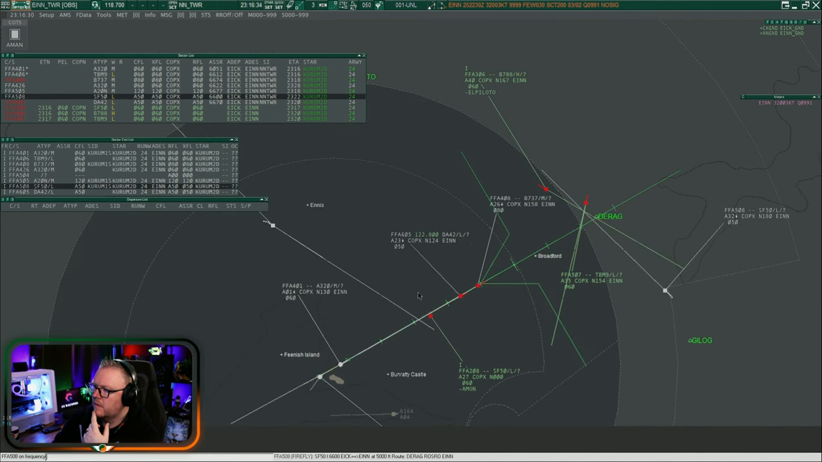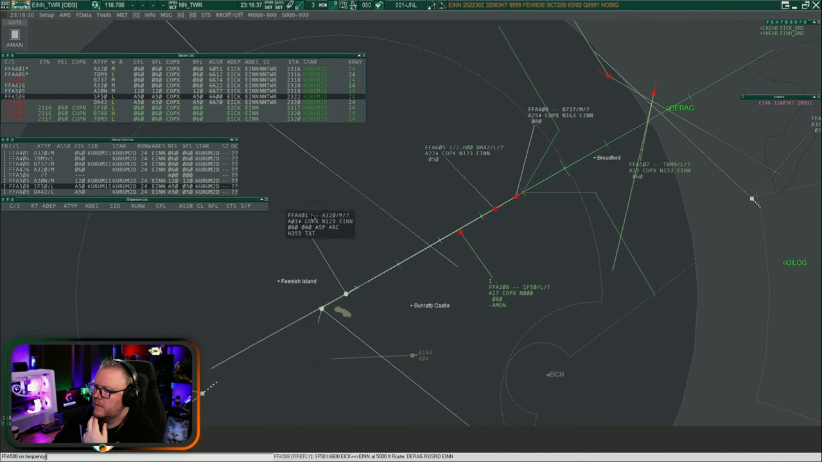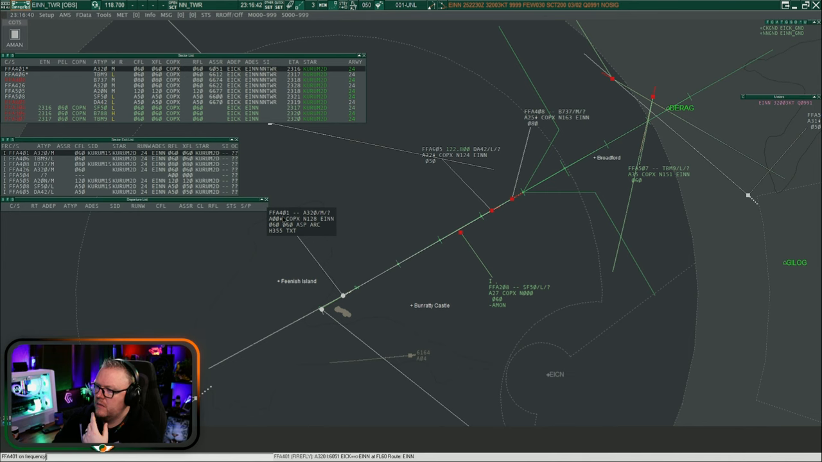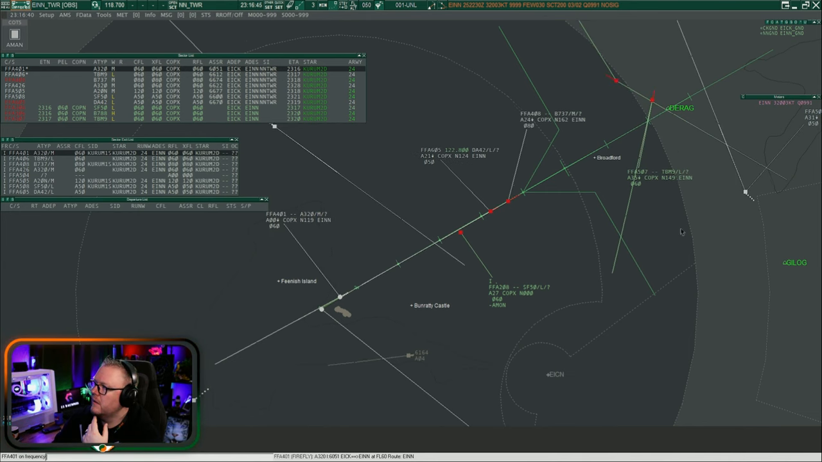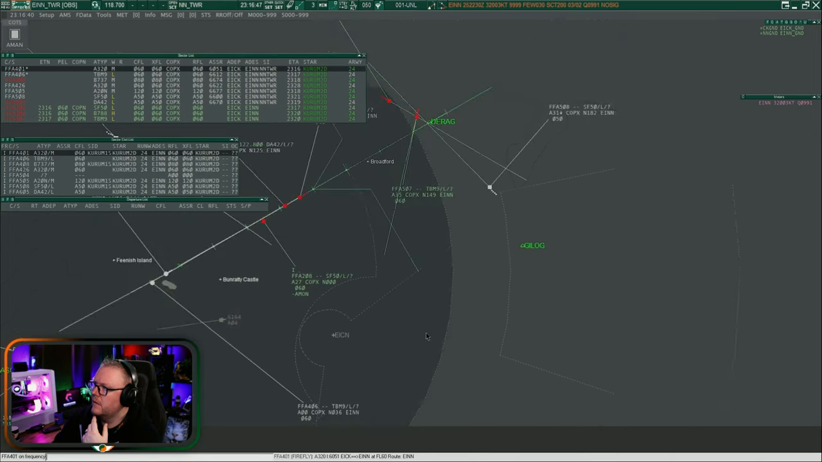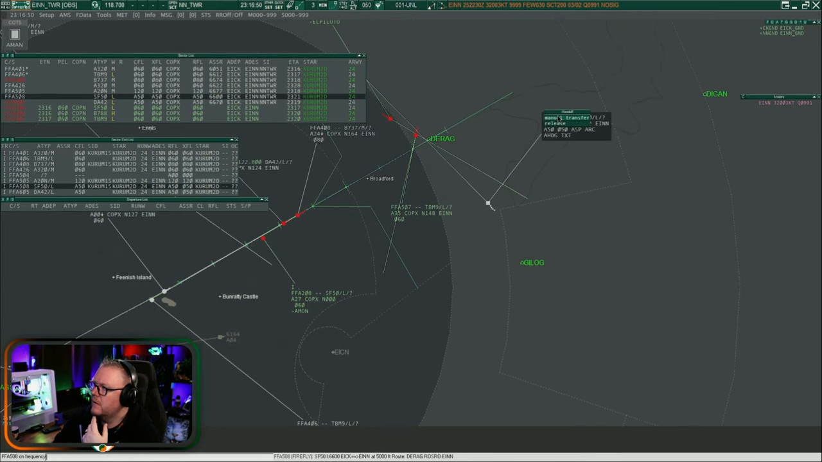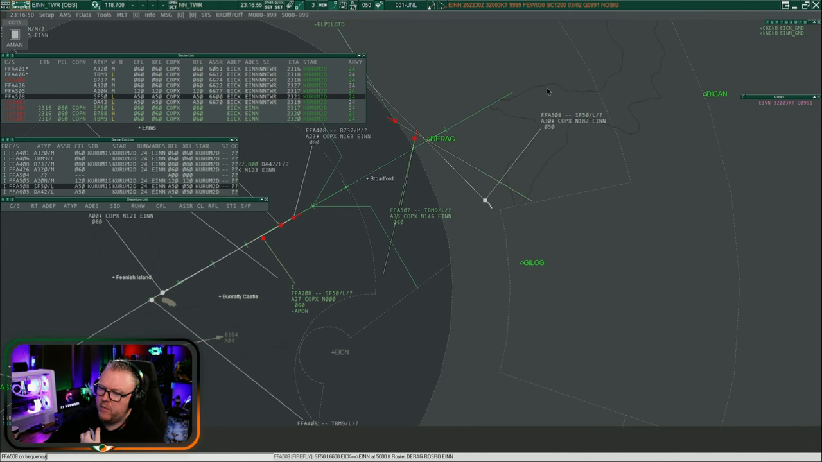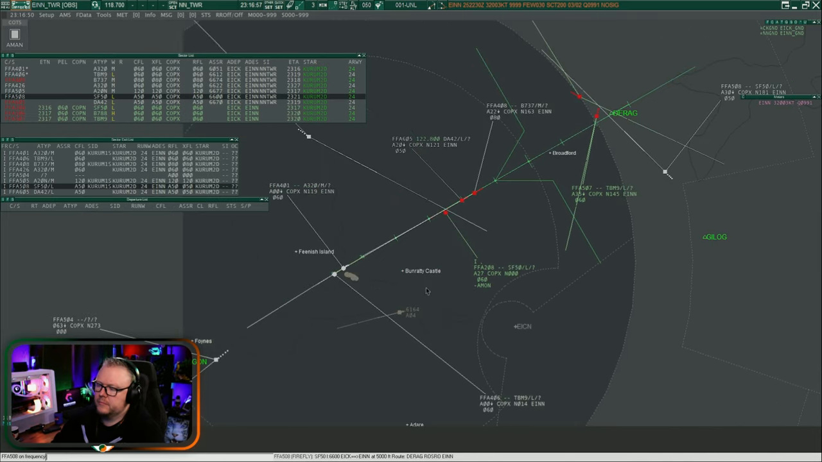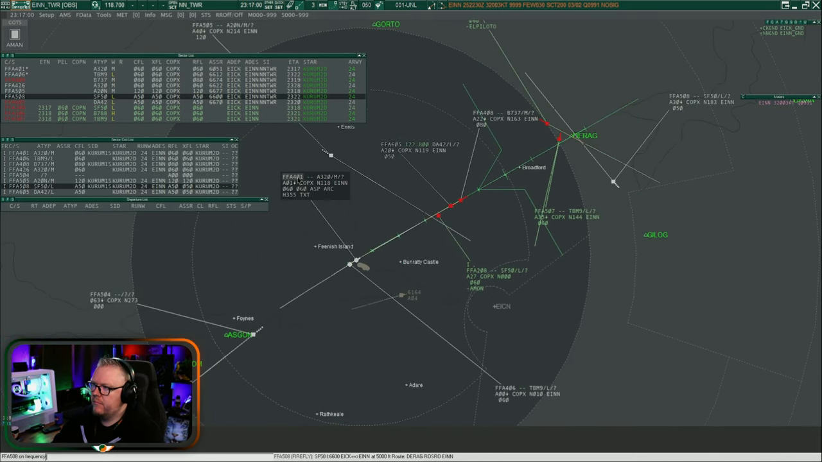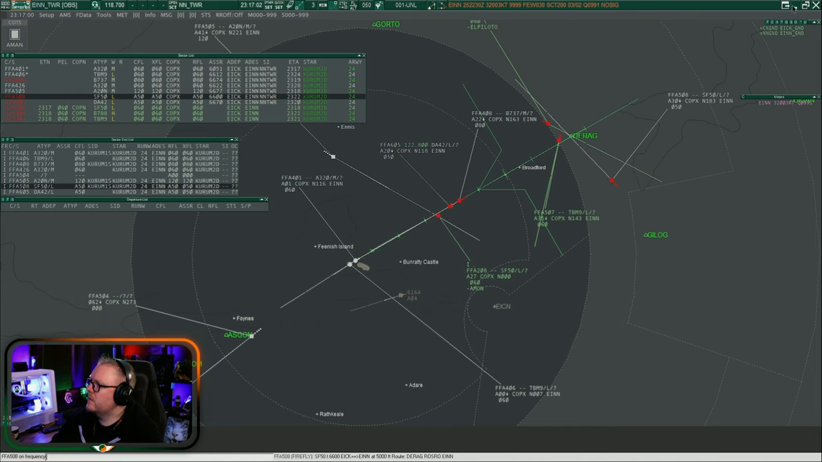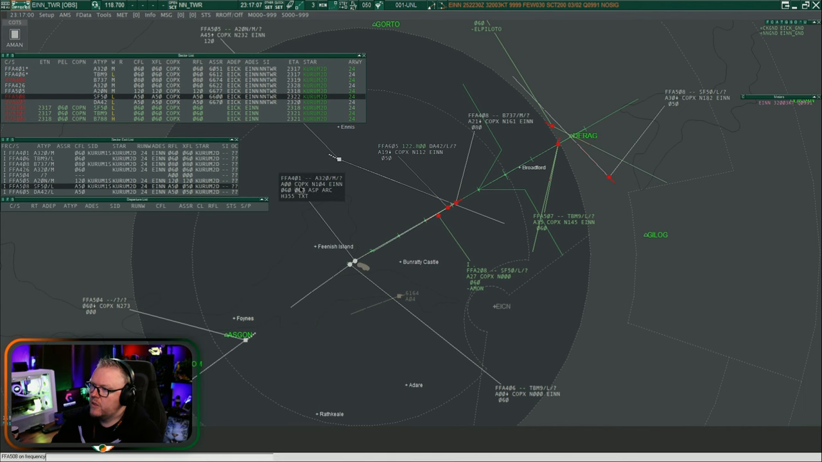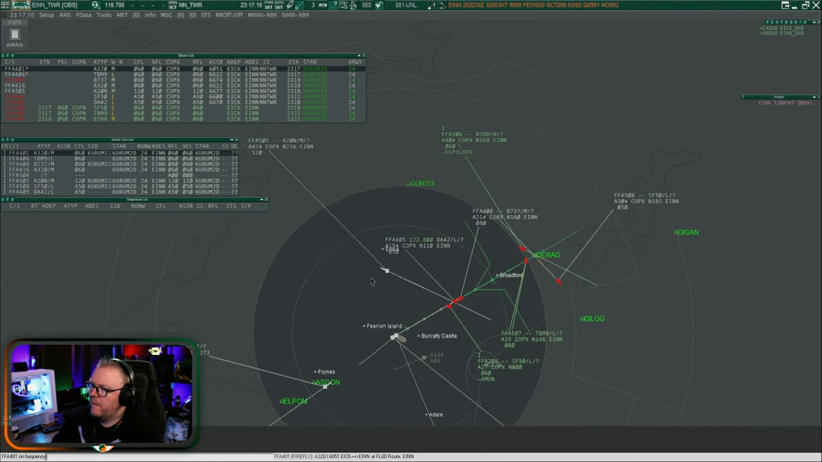Firefly 426, 010 degrees. Okay, so who have we got left? Firefly 508 inbound, descending to altitude 3000. Firefly 508, Shannon Tower, roger, contact me when fully established. Four zero one. I wonder did he disconnect? I think he did. Right, 401, don't need to worry about him.